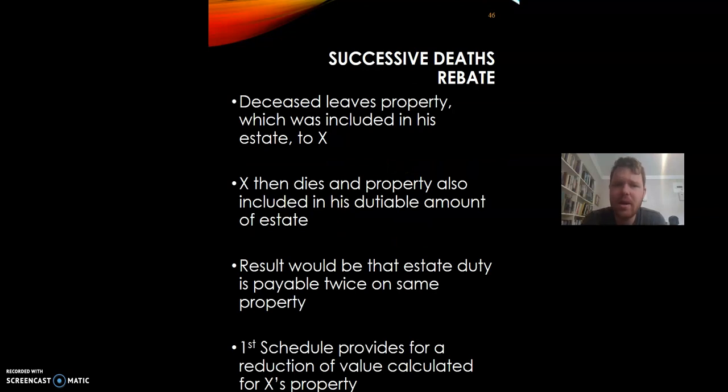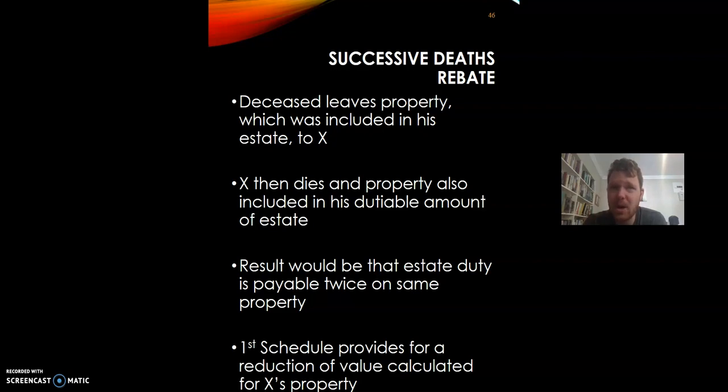The last thing you need to think about is something called the successive death rebate. What happens here is that, let's say somebody leaves property to somebody else, and then this person dies pretty quickly, and then also wants to give it to somebody else after that. The problem here is that you're going to have estate duty payable on something very, very quickly. Sounds terrible. Let's say father gives it to son, pays estate duty, son has it for a day, son dies, gives it to grandchild. Grandchild gets it, grandchild dies, gives it to somebody else. And in all these cases, you're going to have 20% being taken off each time.